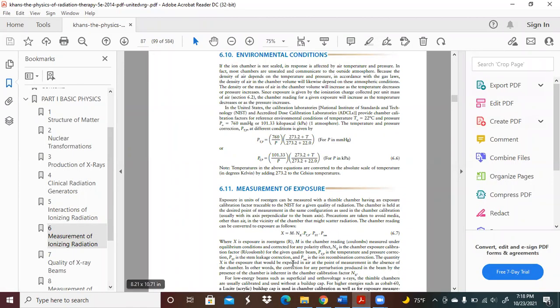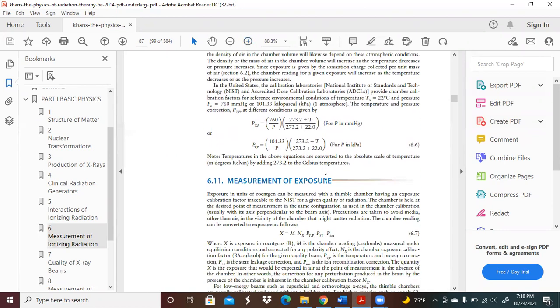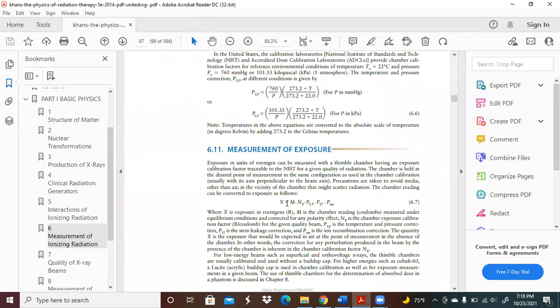Well, that particular formula comes here from Khan in section 6.11. You can see the formula right here. M is going to be the chamber reading measured under equilibrium conditions and corrected for any polarity effect. N sub X is the chamber exposure calibration factor for the given quality of beam. P_TP is the temperature and pressure correction. P_ST is going to be the stem leakage correction, and P_ion is the ion recombination correction.